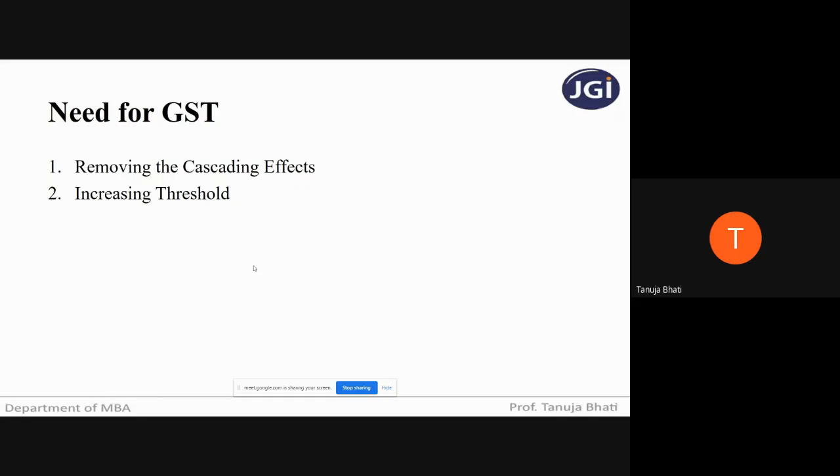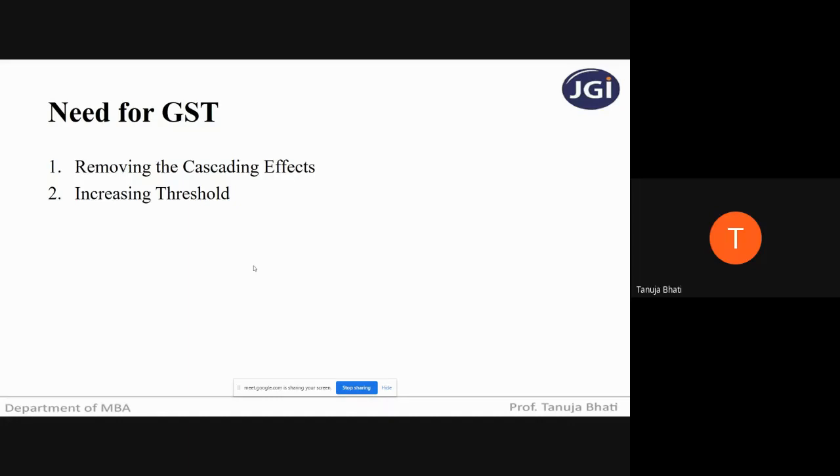Increasing threshold. Increasing threshold means, in the pre-GST regime, we know there was VAT, excise, service tax. Now, VAT registration was compulsory, or all the dealers needed to pay VAT, if their turnover was more than 5 lakhs, depending on the state. Service tax, if their turnover was more than 10 lakhs, they had to take service tax registration and pay service tax. And in case of excise, if their turnover was more than 1.5 crores, they had to take excise registration and pay excise duty.